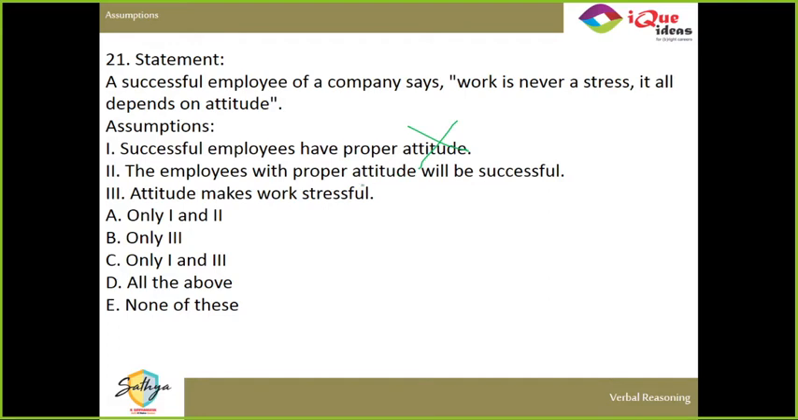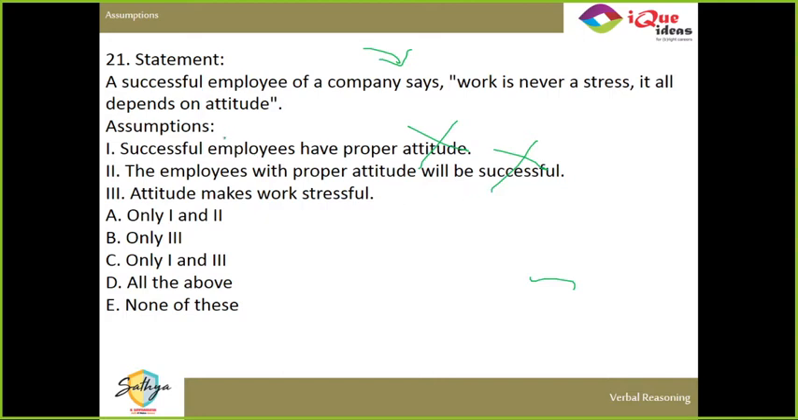Second, employees with proper attitude will be successful. Is it that if employees with proper attitude are successful, then the employee who's successful will say this? No. Even if employees with proper attitude are not successful, this particular employee can make that statement. So this is also not necessarily required.